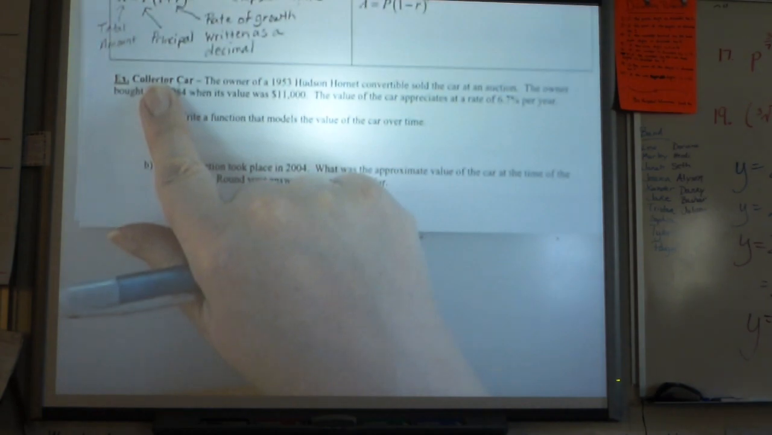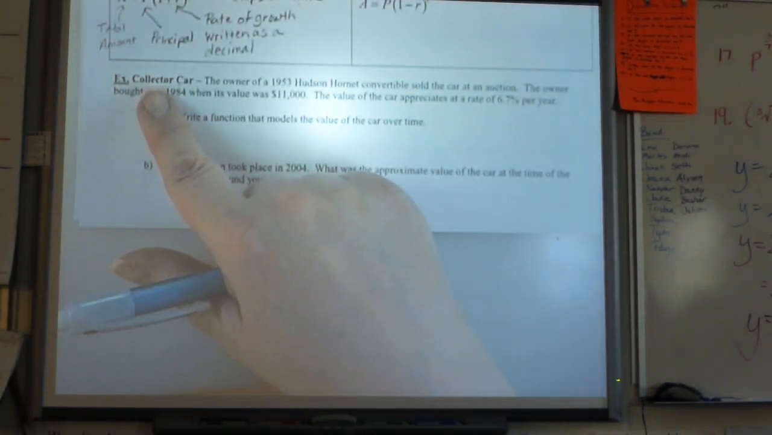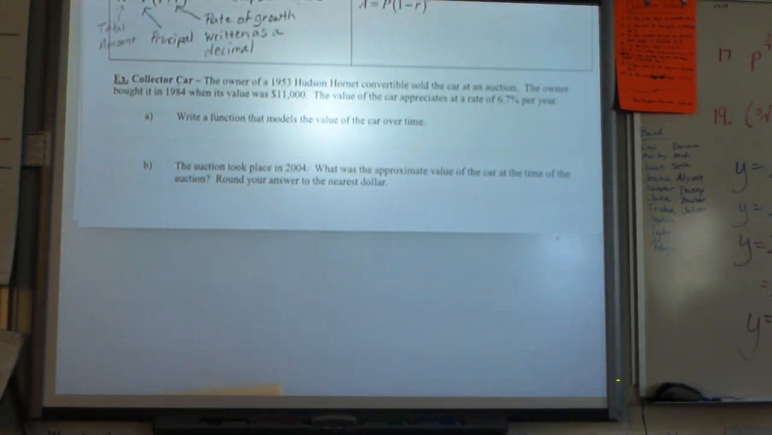Unless it's a collector item. If it's a special item or a high demand item, it can increase in value. So here is one of those exceptions. We're looking at a collector car. So think Woodward Dream Cruise. The owner of a 1953 Hudson Hornet convertible sold the car at an auction. The owner bought it in 1984 when its value was $11,000.